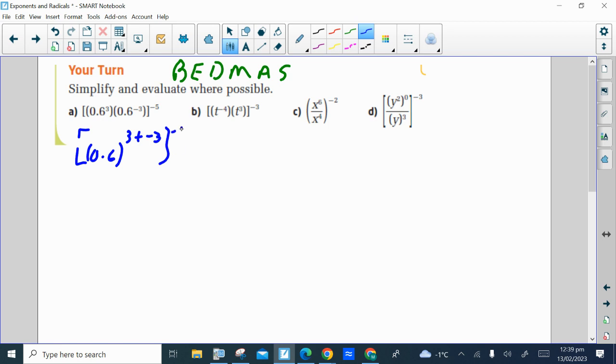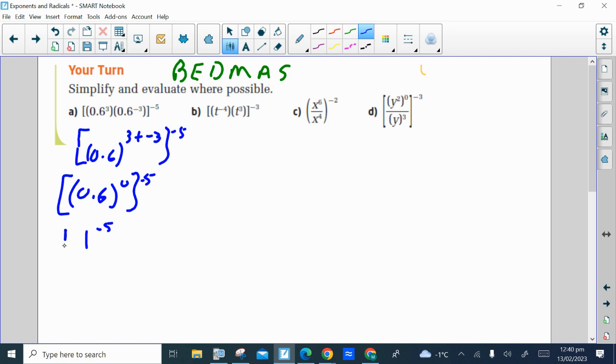negative 5. Now inside the brackets, when you add 3 and negative 3 together, they cancel and you're going to get 0. So we get 0.6 to the power 0. Remember, the base stays the same when you do this. And we learned before that anything to the power 0 is 1. So this becomes 1 to the negative 5, which is still going to be 1. 1 to any power will always equal 1, even if it's a negative power.